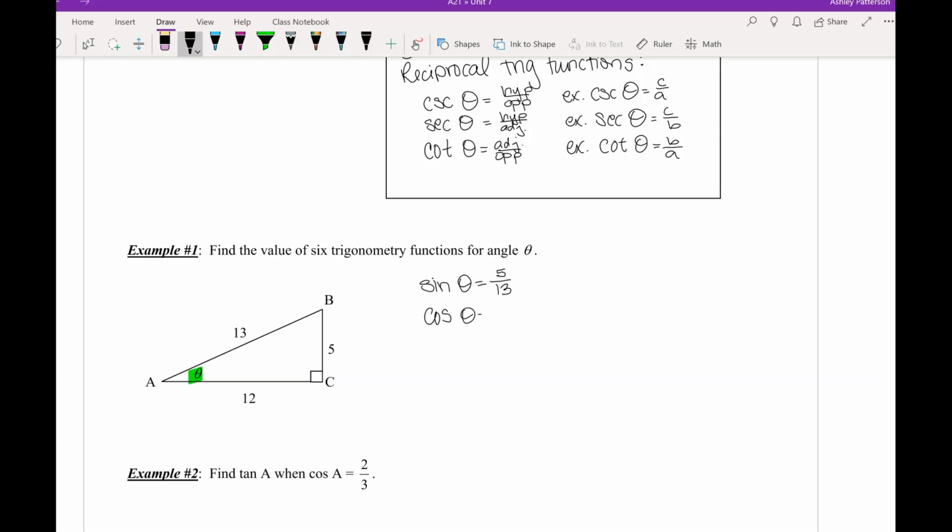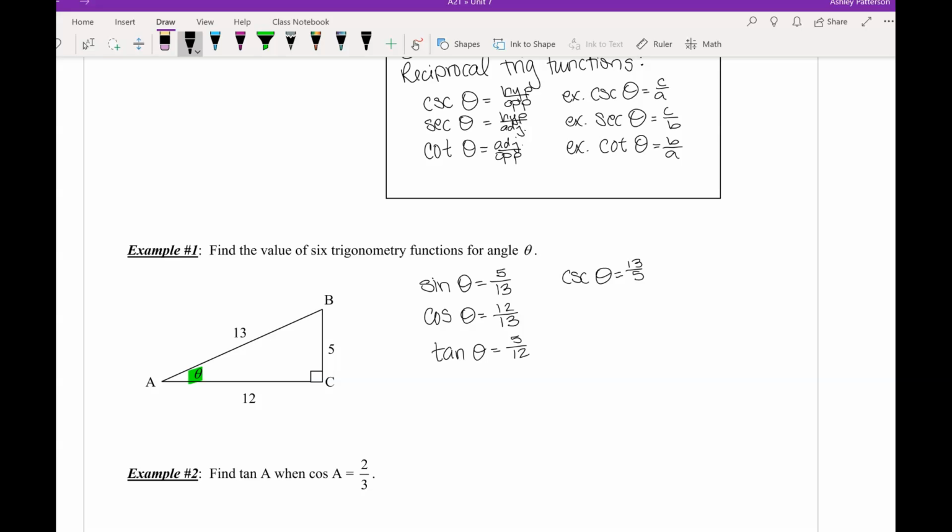The cosine of theta is adjacent over hypotenuse. The leg that is adjacent, right next to theta, is 12, and the hypotenuse is 13. Tangent of theta, opposite over adjacent, so the opposite leg is 5 and the adjacent is 12. For the reciprocals, well, the cosecant of theta is the reciprocal of sine, so it's 13/5.